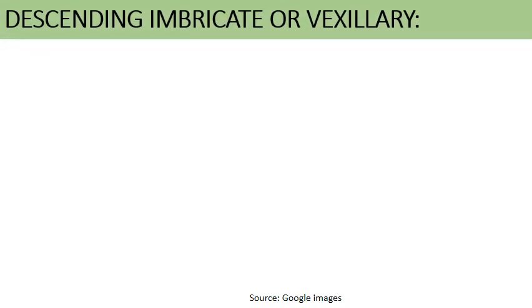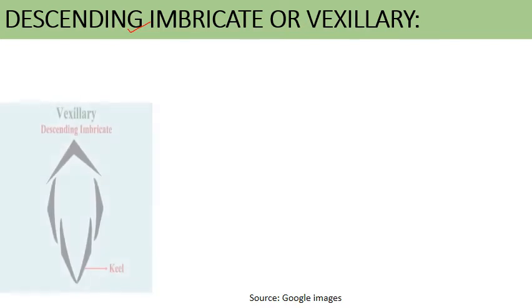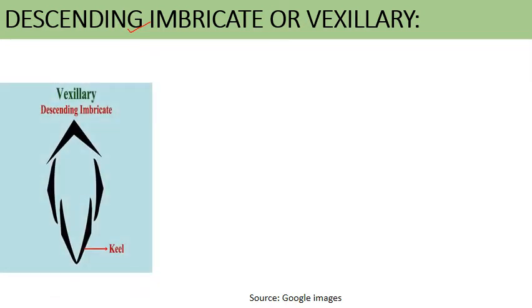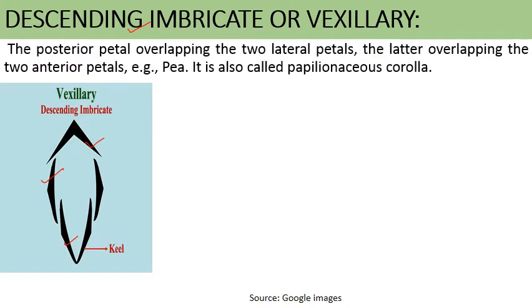The next type of imbricate estivation is descending imbricate estivation or vexillary estivation. In this type of estivation, the posterior petal overlaps the 2 lateral petals, and these 2 lateral petals further overlap the 2 anterior petals, and this type of estivation is known as descending imbricate estivation. It is found in case of pea. In this case, posterior petal overlapping the 2 lateral petals. जो posterior petal है ये overlap करता है 2 lateral petals को.